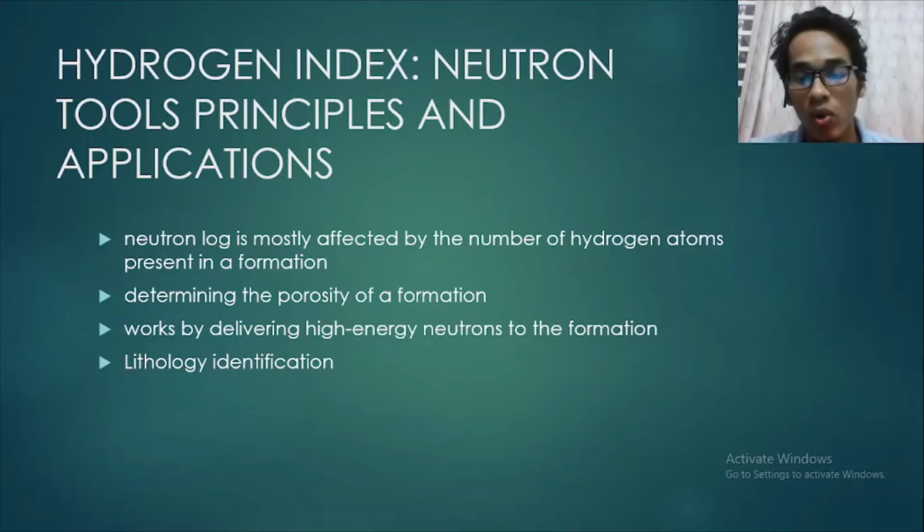The gadget has a poor count rate of slow neutron or capture gamma ray. As a result, in high porosity rock area, the count rate will be low. For its application, first is porosity determination. The main use of the neutron log is to provide porosity information.